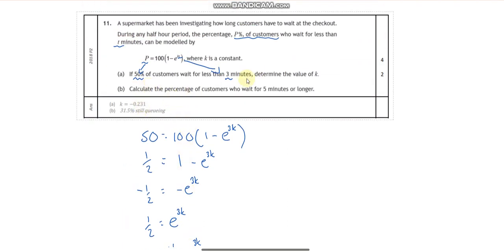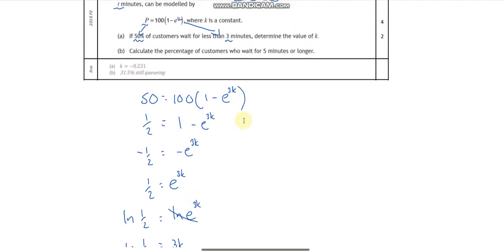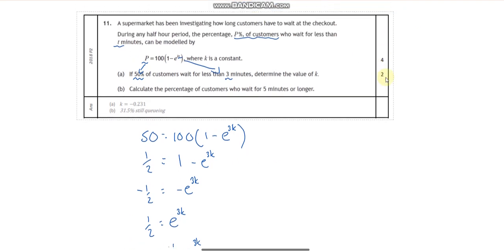The next bit, the percentage of customers who wait for 5 minutes or longer. So this, as you can see, there's 2 marks for this. So usually it was asking for the original amount. This is a slightly different question, but really it's just asking you to substitute in. So we're saying, okay, well, how many customers, P, are going to wait 5 minutes or longer? So 1, take away E, and this time I've got negative 0.231 multiplied by 5, because 5 minutes or longer.